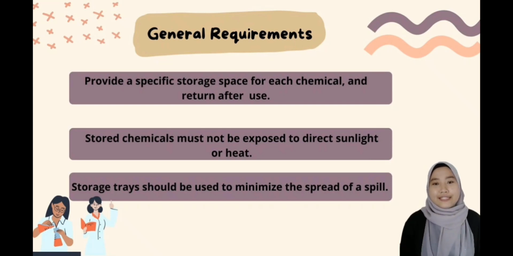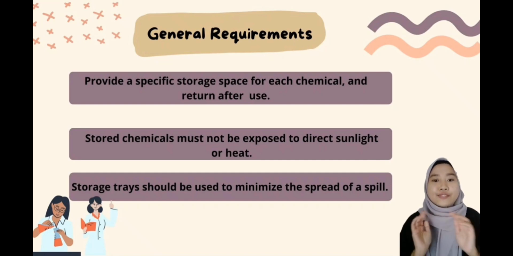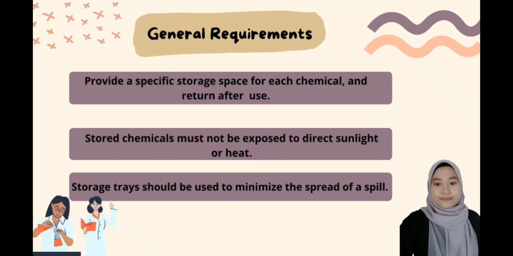Before we get into the details, the following are general requirements for safe chemical storage in the laboratory that should be followed. First and foremost, provide a specific storage space for each chemical and ensure you return the chemical there after each use. Chemicals must be stored at an appropriate temperature and humidity level. That is why stored chemicals must not be exposed to direct sunlight or heat. In addition, storage trays should be used to minimize the spread if a spill or rupture occurs.